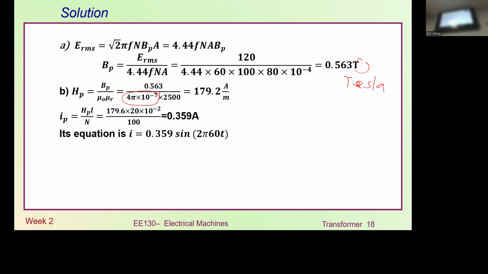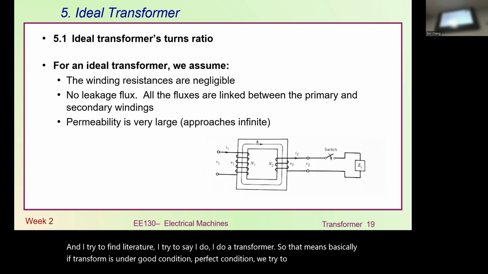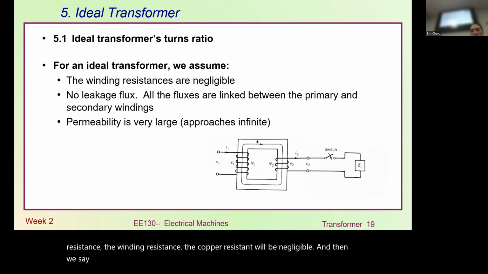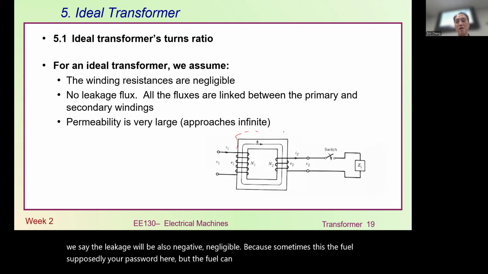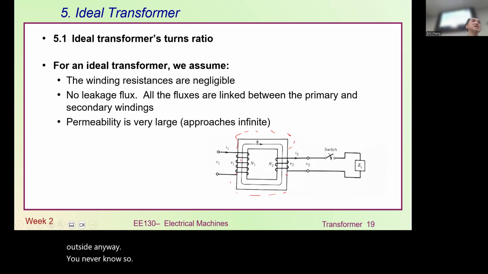Anyway, let's go through. We have another thing to do. The next thing to look into is the ideal transformer. In many textbooks and literature, they talk about an ideal transformer. That basically means that if the transformer is under perfect conditions, we assume the winding resistance, the copper resistance, is negligible. And then we say the leakage is also negligible, because sometimes the field supposedly passes through here, but some field can leak and pass outside anyway. You never know. So here, I assume there's low leakage.